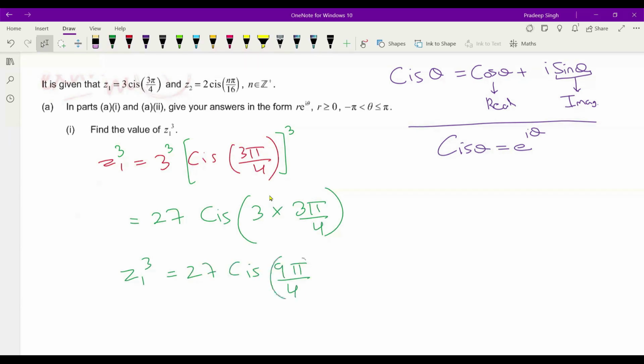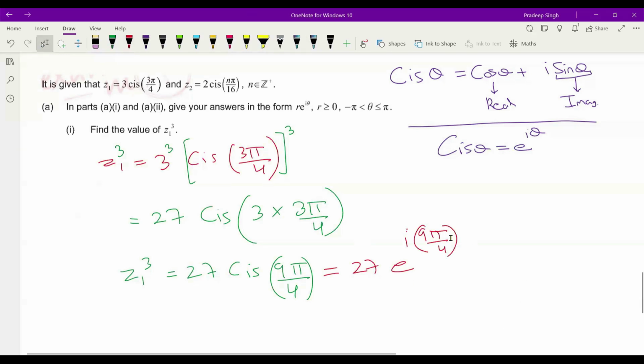So that's the answer. Before we finalize, you need to be careful and look at the instructions again. The instruction was to give your answer in the form of r e to the power i theta, which is the Euler's form, keeping in mind that the value of theta, the argument, needs to be in this range, minus pi to pi, right? So step one, this is still the polar form. Let's convert this into the Euler's form, the e form. So the z1 cube will become 27 e to the power of i into 9 pi by 4.